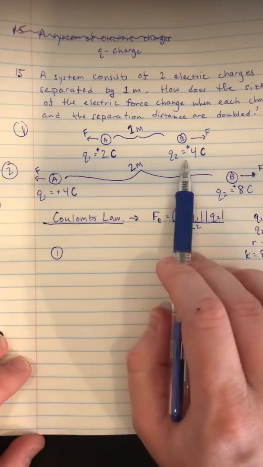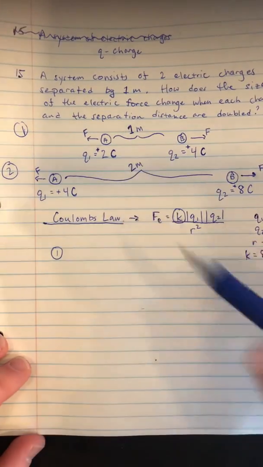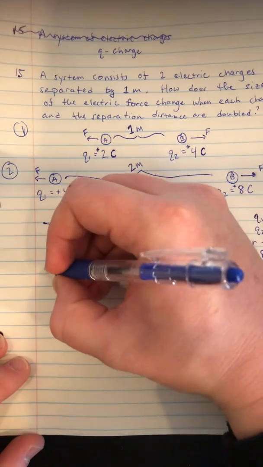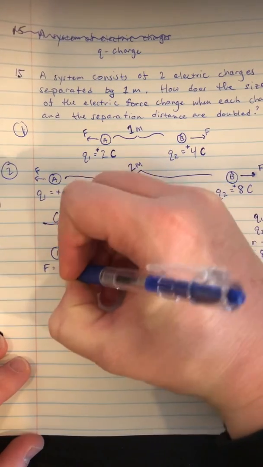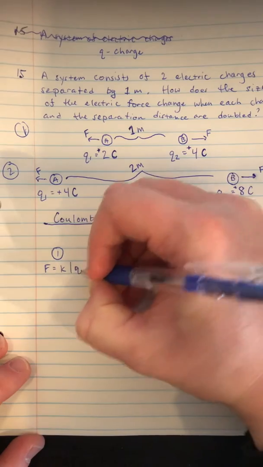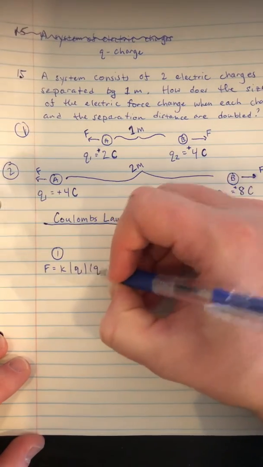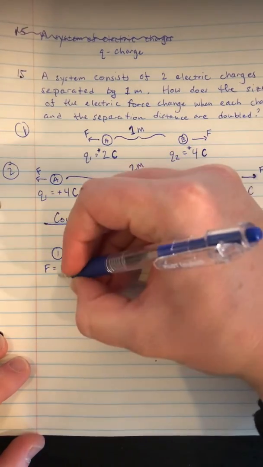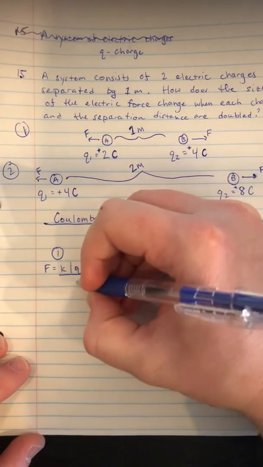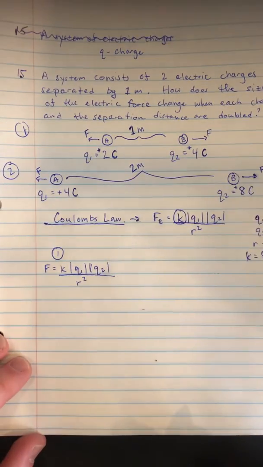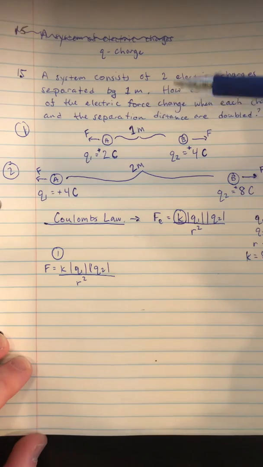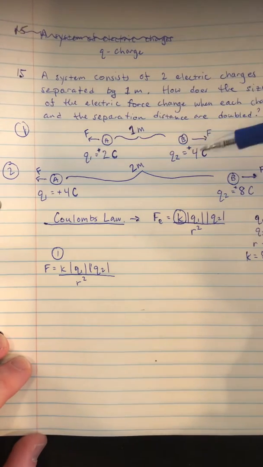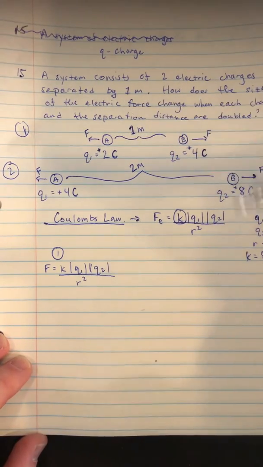So I have two charges. I have a separation distance. I can find the electric force. So F equals K times the absolute value of Q1 times the absolute value of Q2 divided by the separation distance squared. I picked a whole bunch of numbers for that, right? I picked 2, 4, and the problem gave me 1.